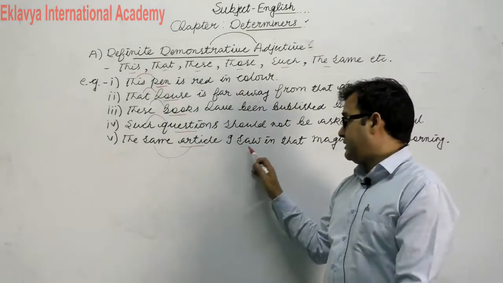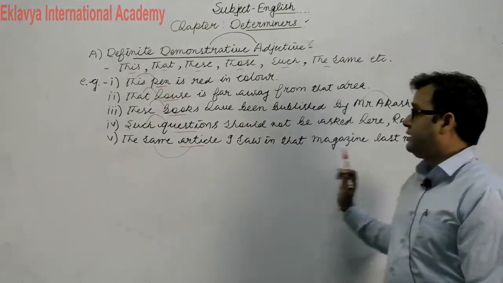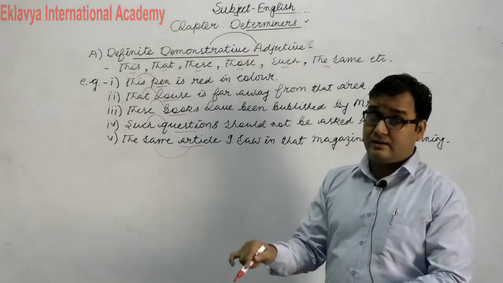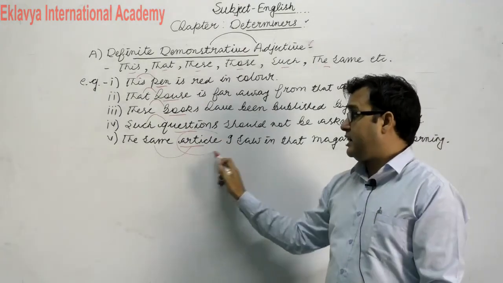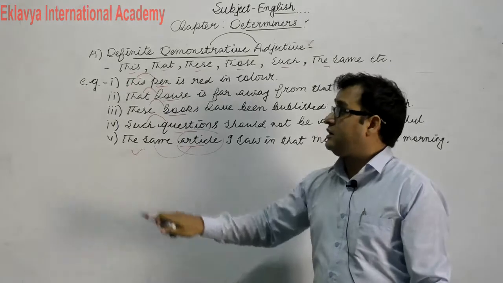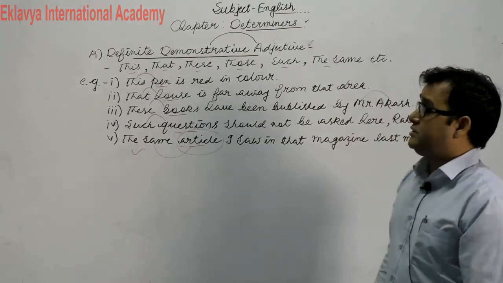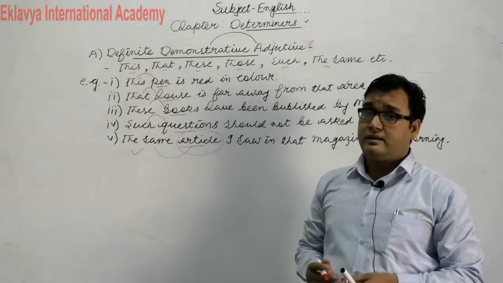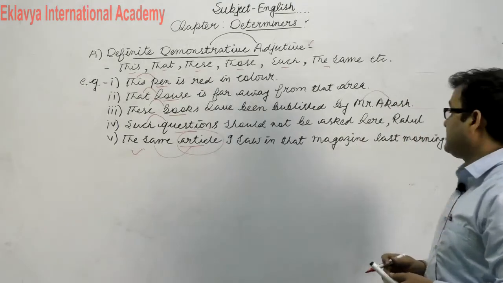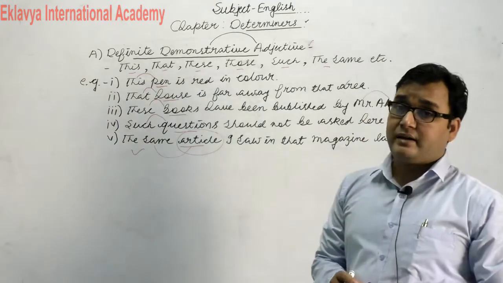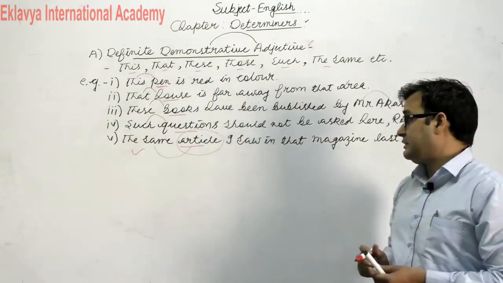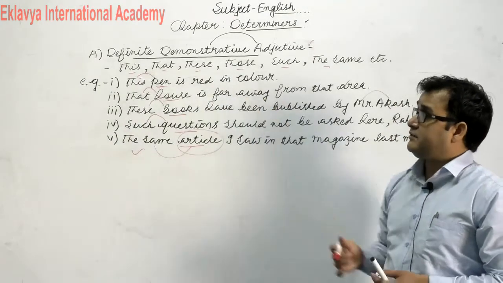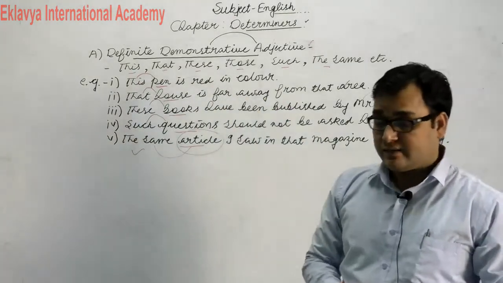The same article I saw in that magazine last morning. Here we have the noun article, and the same is a word of definite demonstrative adjective. The same article I saw in that magazine last morning. So, these are the examples of definite demonstrative adjective, students. Let's say point number B.